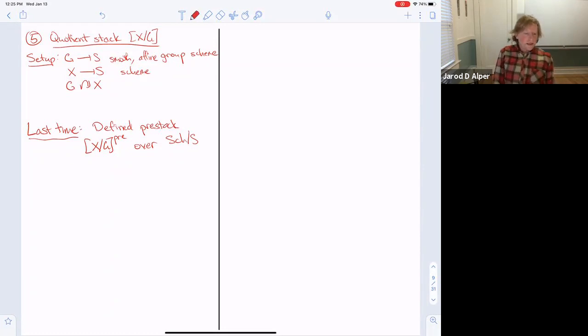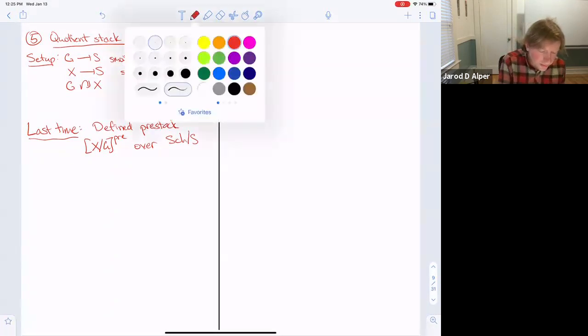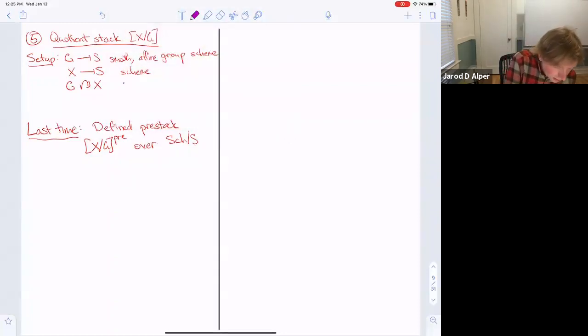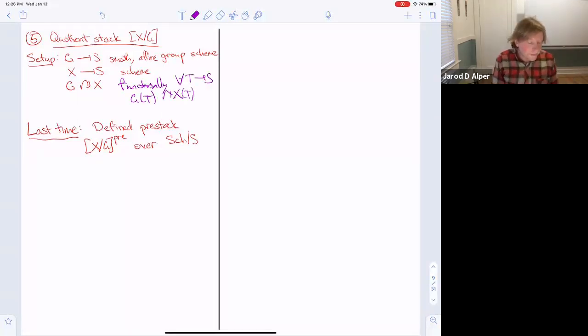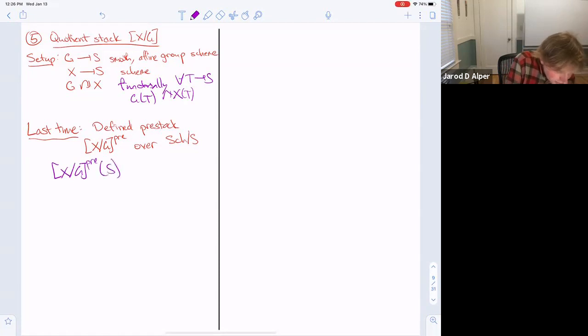And last time, you can functorially think about this as an action of G(T) on X(T) for all T over S. And last time we defined this prestack formally, but the important point was that the fibered category over a scheme T was precisely the groupoid quotient of this action, X(T) over G(T).